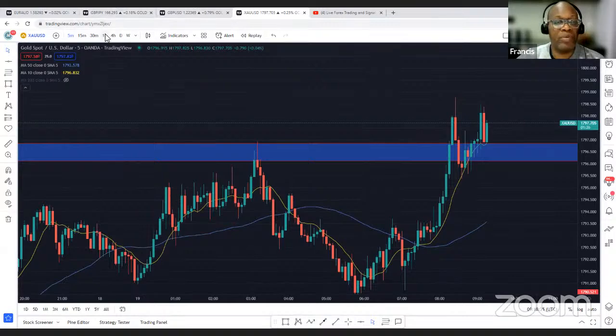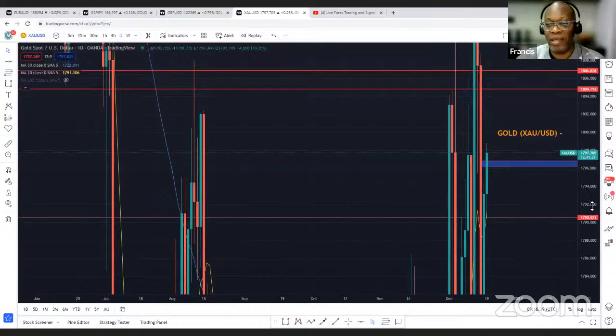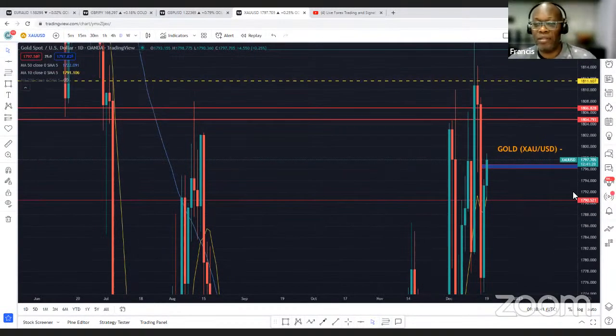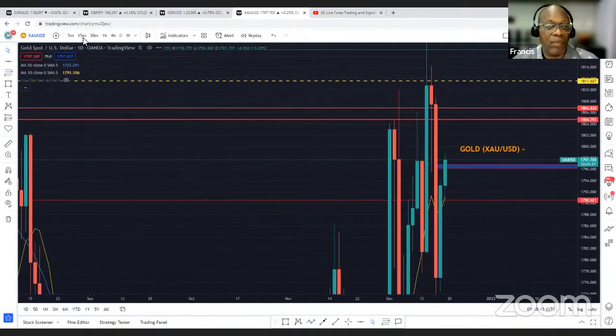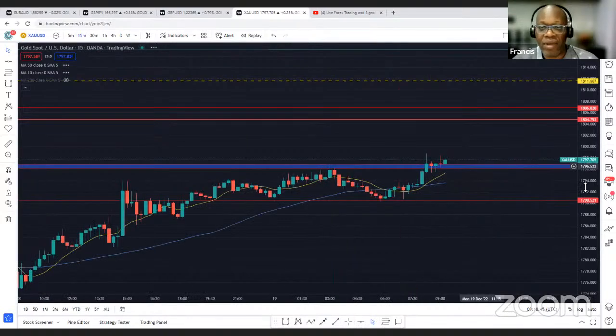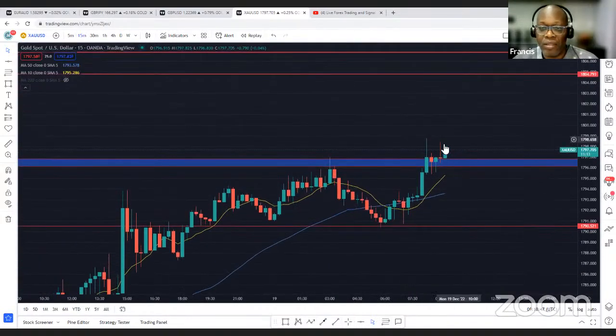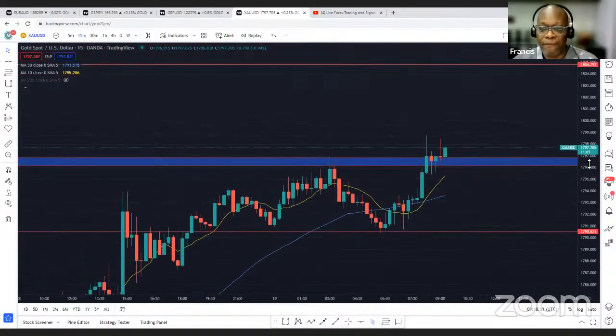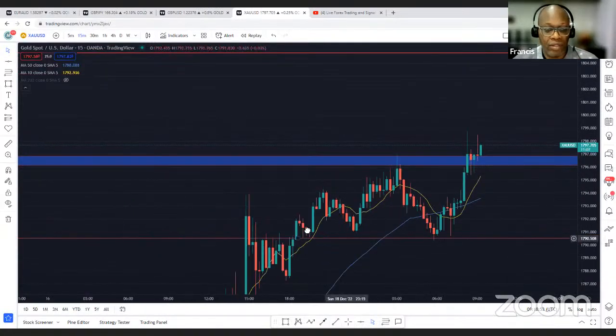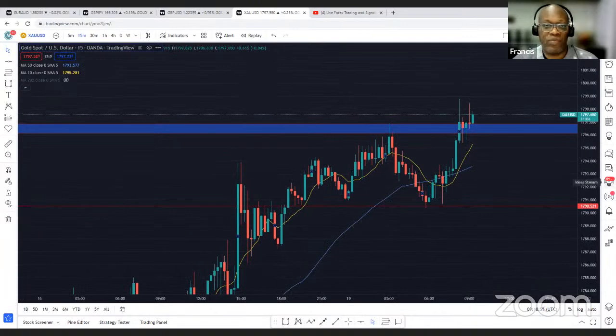What's most likely going to happen with this pair is that when it leaves this area, it's going to push up powerfully. So that's why I am waiting for it.